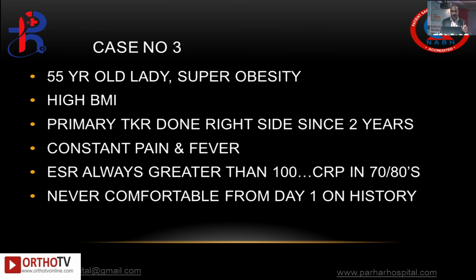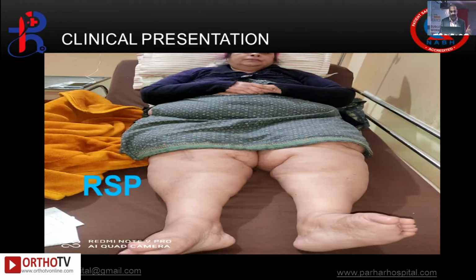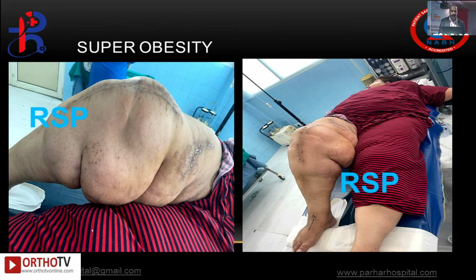Another case, super obesity, a 55-year-old lady. This is the presentation, lateral laxity present from day 1. This is the patient, super obese. When you are operating on these kind of patients, you have to be a little more tight. If you are tight, then you are good. If you are too loose, you are bad. This is what was happening with the patient. But in this case, the plan changed.